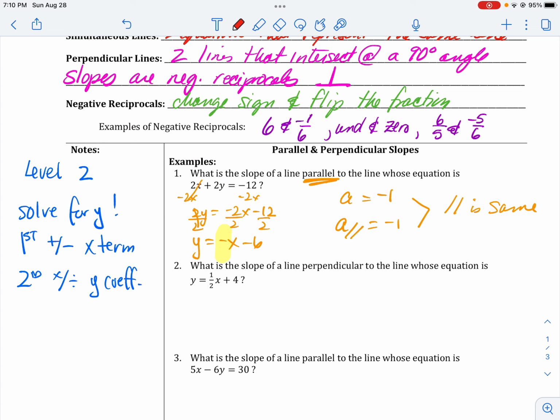What is the slope of a line perpendicular to a line whose equation is y equals half x plus 4? So we're looking for perpendicular. It says solve for y, but I already have y. So then I can notice that my slope is half. So A is 1/2. So perpendicular slope, we're going to change the sign and flip the fraction, and then when we simplify it, it's -2. So these are perpendicular because they are negative reciprocals.